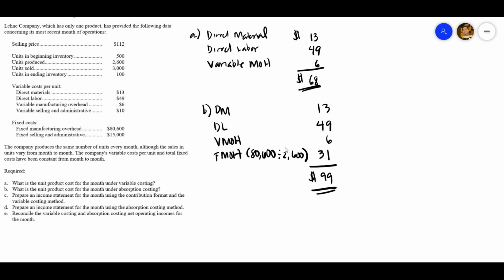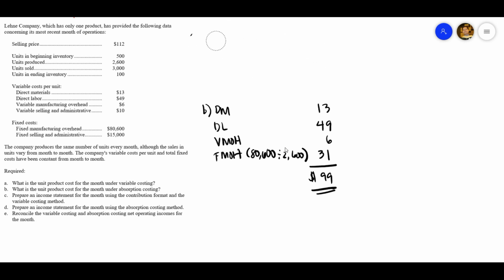So for our next requirement, prepare an income statement for the month using the contribution format and the variable costing method. So I need to erase this one. Okay? So let's remember your unit product cost for variable costing, it's 68. Okay?